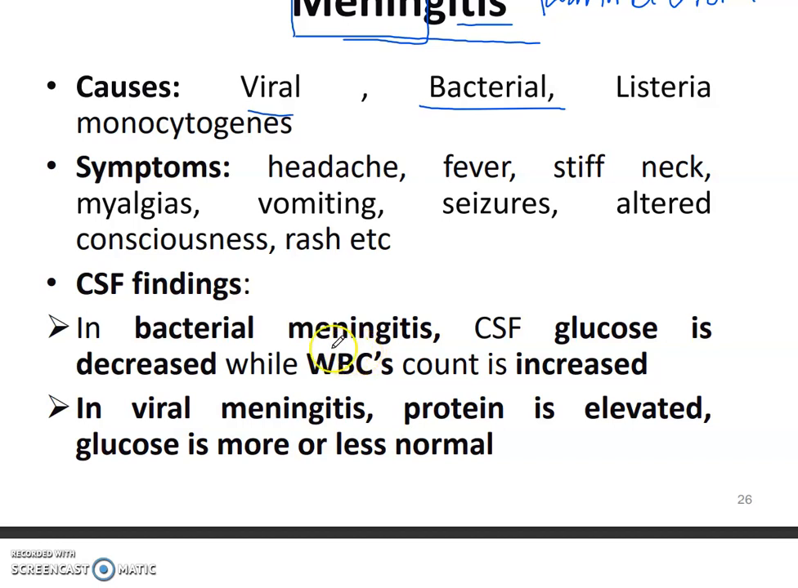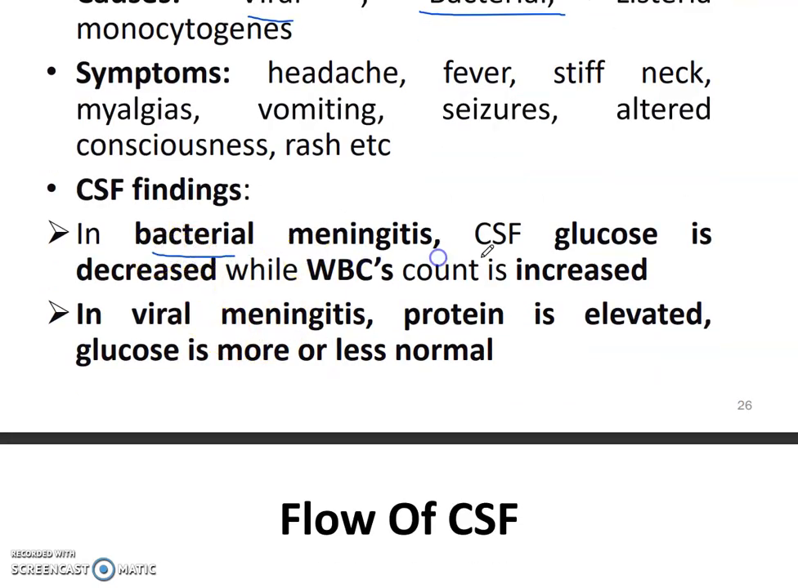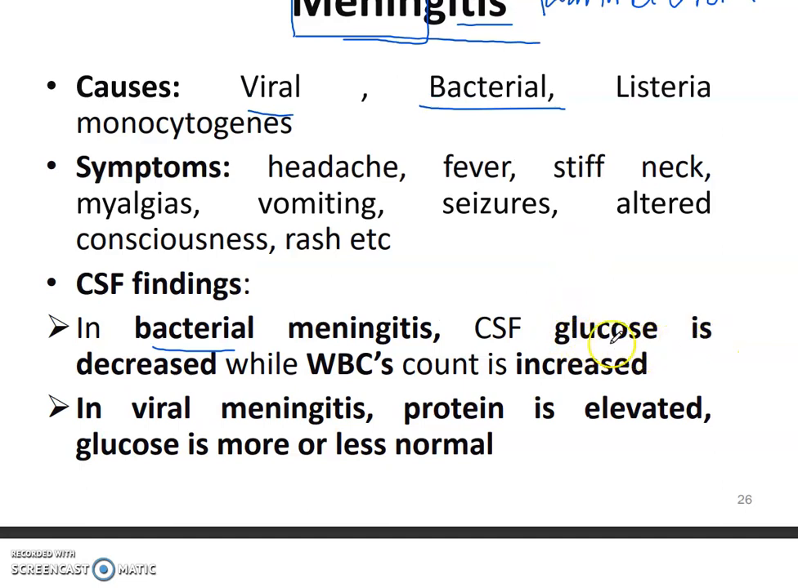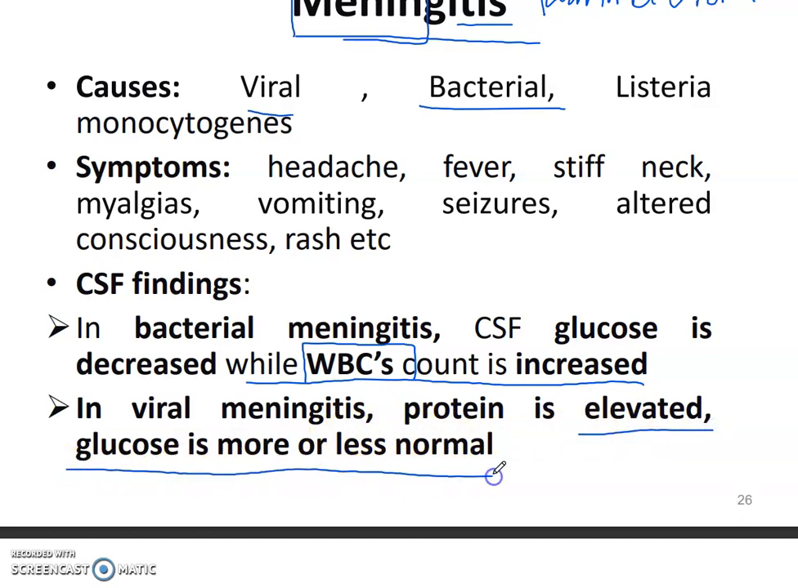Its findings are, in bacterial meningitis, CSF glucose is decreased while the WBC count is increased. Glucose is decreased, WBC count is increased. In all infections, the neutrophil count is increased. In viral meningitis, the protein is elevated and glucose is more or less normal. Glucose is normal and only the protein is elevated in viral meningitis.